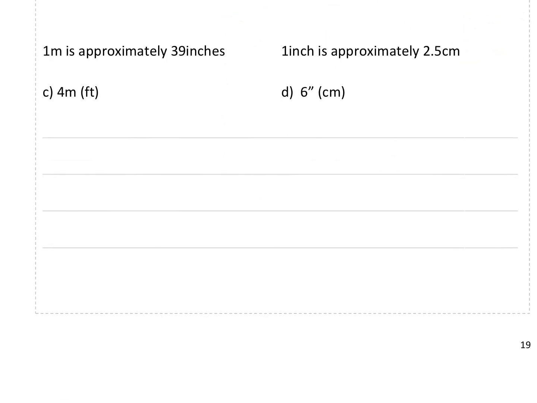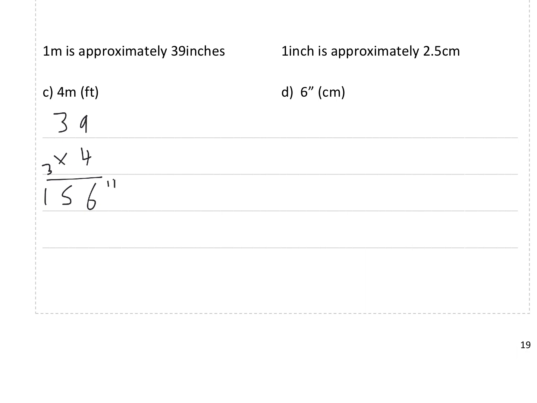Okay, for part C and D, you're given some approximations to help you. So in part C, we need to change 4 meters into feet, but we know that 1 meter is approximately 39 inches. So how's that going to help us? Well, we can get it all into inches to begin. 1 meter is 39 inches, so 4 meters would be 39 times 4. 9 fours are 36. 3 fours are 12, plus the 3 is 15. So we've got 156 inches, approximately.